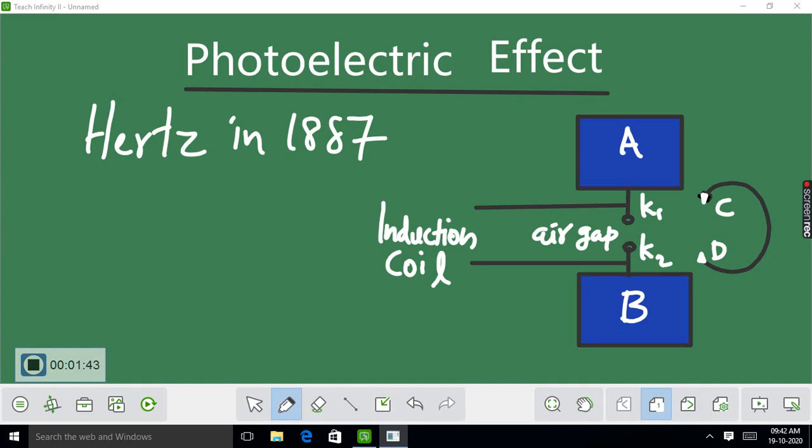The electromagnetic waves were detected by using an unclosed metallic ring having small metallic spheres C and D with some gap. It was held in a position such that the electromagnetic field produced by the oscillating current is perpendicular to the plane of the ring. The oscillating magnetic field linked with the ring produces a large induced EMF which causes a spark to appear across the spheres C and D. That was the original experiment done by Heinrich Hertz in order to detect electromagnetic waves.